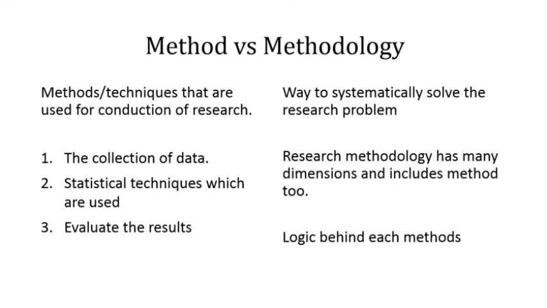In your textbook, you have a table of contents wherein the different methods and how each method is used systematically are explained. You can just refer to it. Next is research method and scientific method.